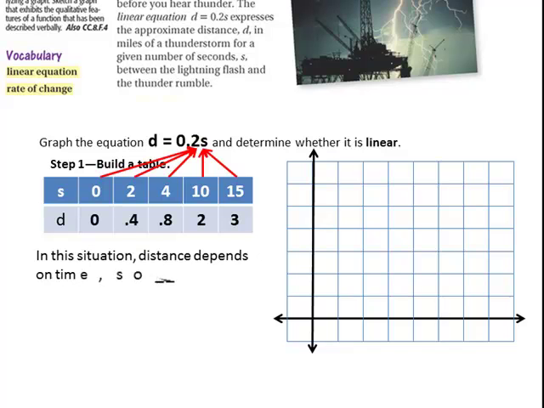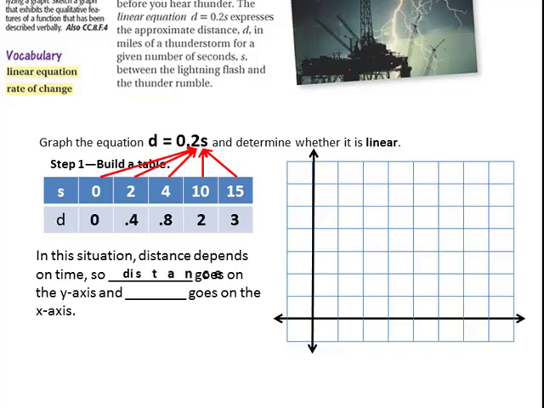Moving on, in this situation distance depends on time. We would be timing the distance, or counting the number of seconds between the flash of lightning and the thunder, and from that we would determine how far away the thunderstorm is, so the distance away depends on time. If we get that filled in, distance goes on the y-axis, and time goes on the x-axis.